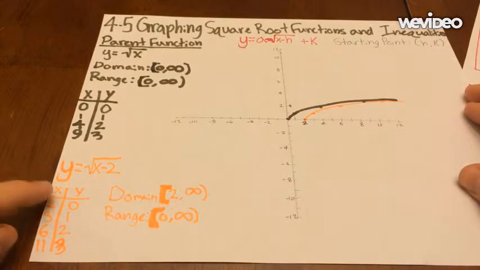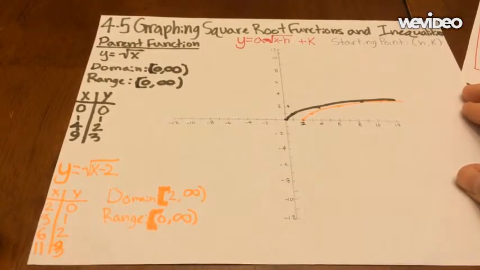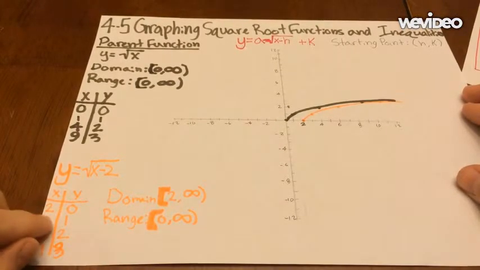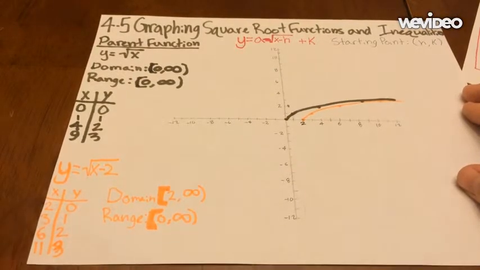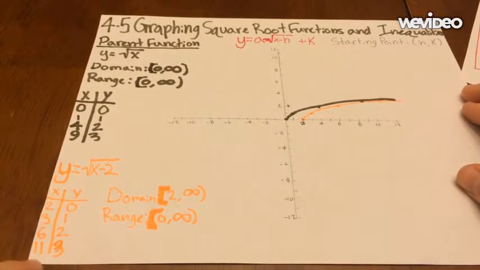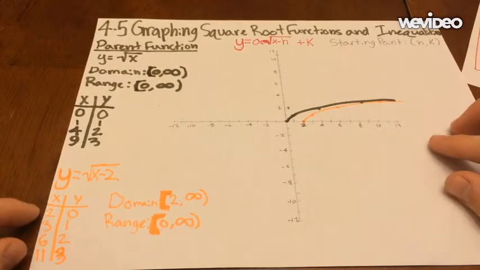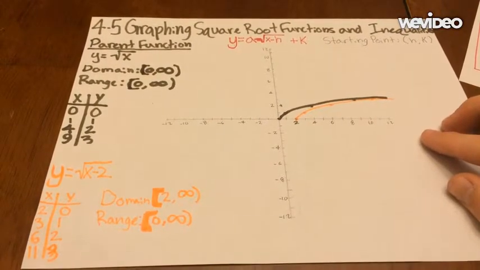So now, remember, the number inside the radical still has to be zero at least. So we've got 2 right here, and 2 minus 2 is going to be 0. 3 minus 2 is 1, and the square root of 1 is 1. 6 minus 2 is 4, and the square root of 4 is 2. And 11 minus 2 is 9, and the square root of 9 is 3. So we're going to go ahead and plot those points, as you can see right there. And now our domain has changed, so it's now 2 to positive infinity. However, we did not change the k, so the range is still going to be this.